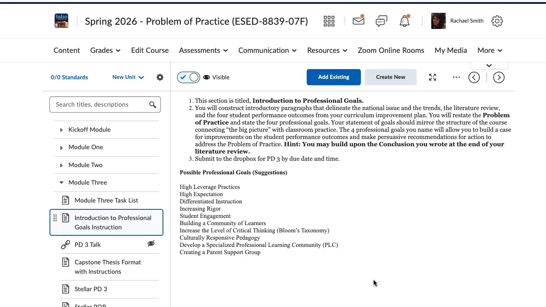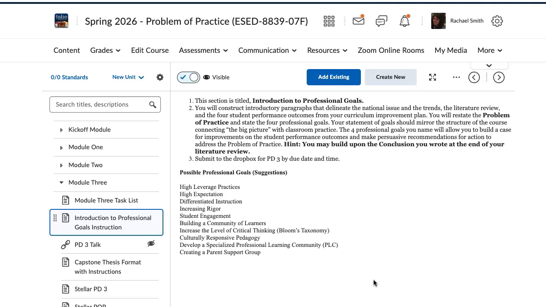Here you would also, in the introduction, list probably bullet point and maybe even bold those 4 student performance outcomes in your curriculum improvement plan that you were looking at. And you will restate your problem of practice with different language. We won't copy and paste. We'll reframe it again. And that will lead into a discussion of your 4 professional goals.